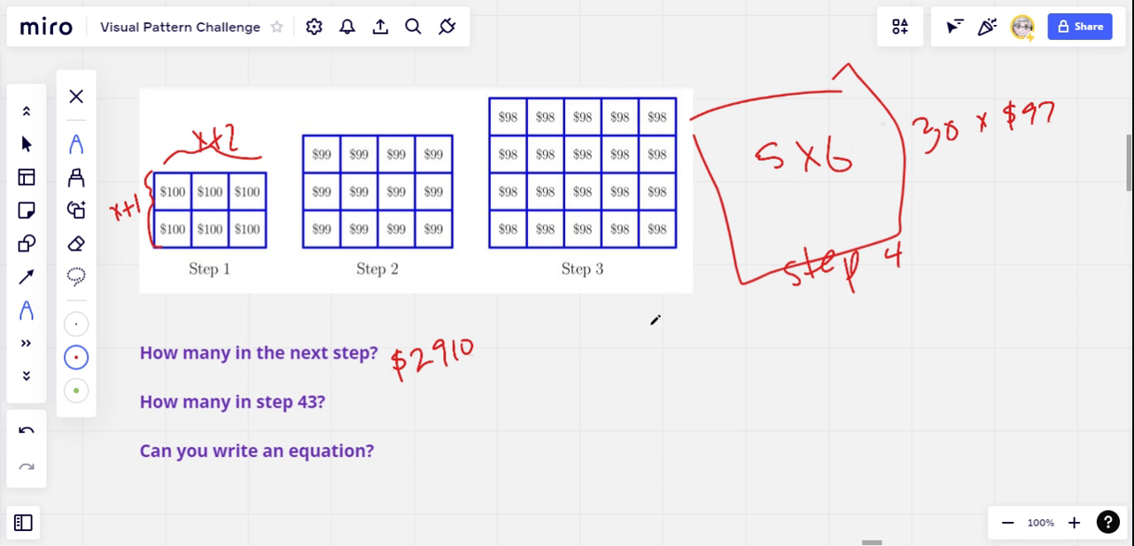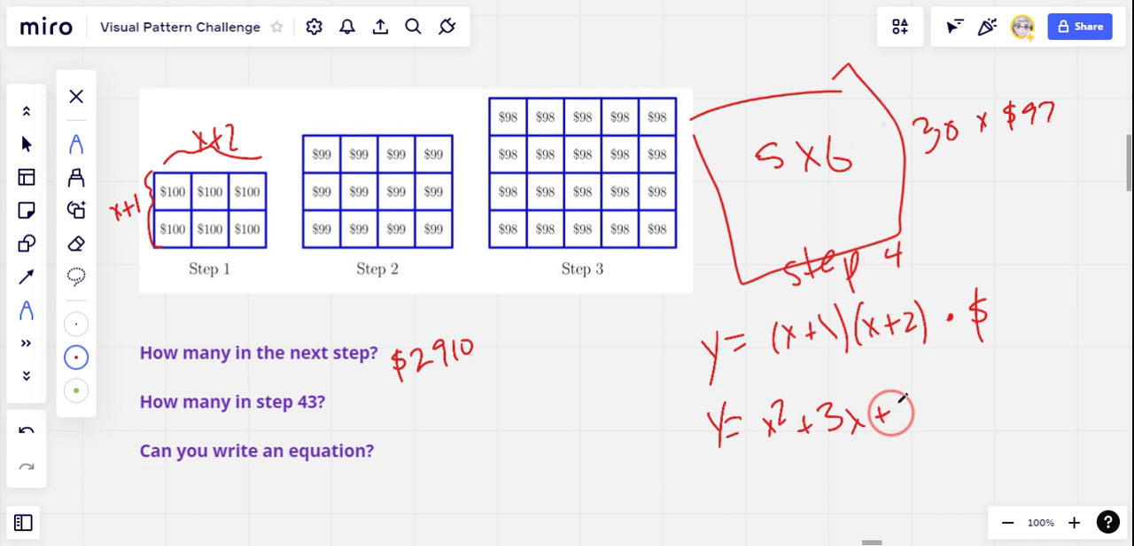And then to get the number of boxes, we just multiply those. It's the formula for the area of a rectangle, length times width. So I think our equation for the number of boxes is going to be (x plus 1) times (x plus 2). So that's the equation for the boxes. And then we have to multiply it by the dollar value, and we can figure that out in a minute. I'm just going to FOIL this out. So let's see, that would be x squared and a 2x and a 1x, so plus 3x and plus 2. So that's our equation for the number of boxes.